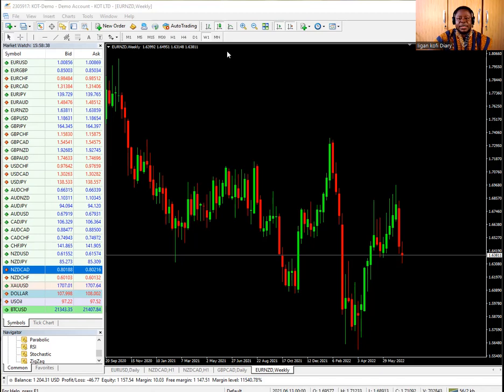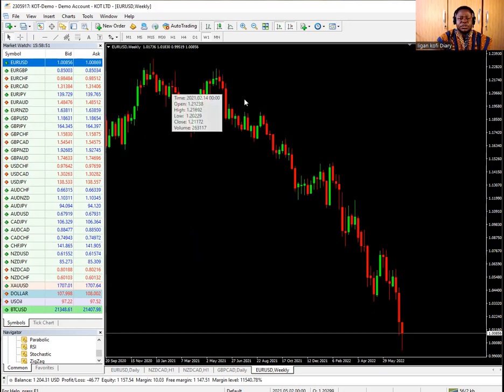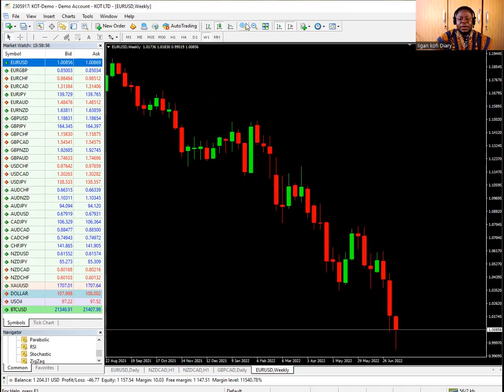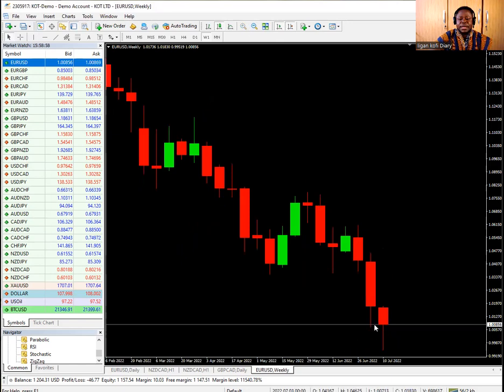So the first currency we may have to look at is Euro USD. So Euro USD, euro is the base currency. So we are expecting a sell on Euro USD. This is a weekly time frame. So this is Euro USD on the weekly time frame. And you can see that indeed Euro USD went a sell.